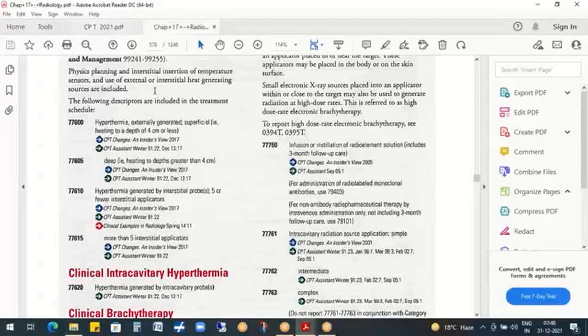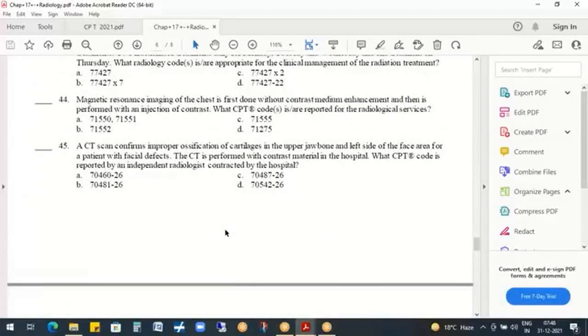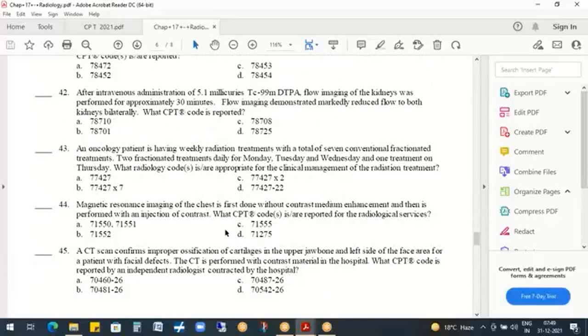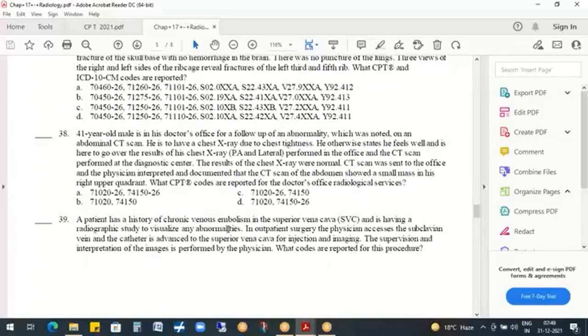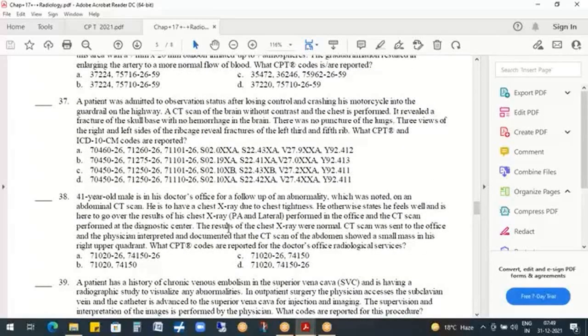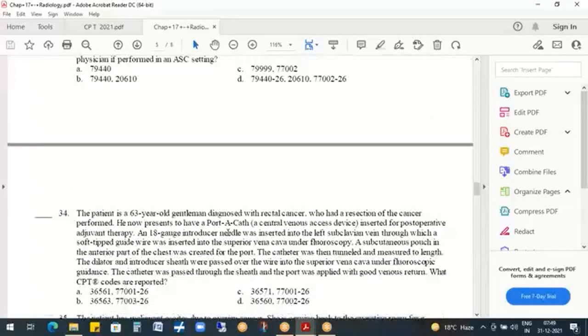Now see the question. Kumalata, what are the key terms? You are getting a question regarding brachytherapy. What are the key terms you need to find out in the question? Remote afterloading. If you find remote afterloading, then what is the next key term you need to search for?